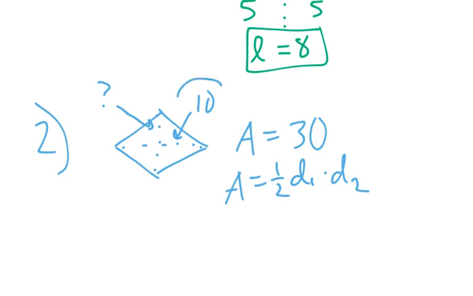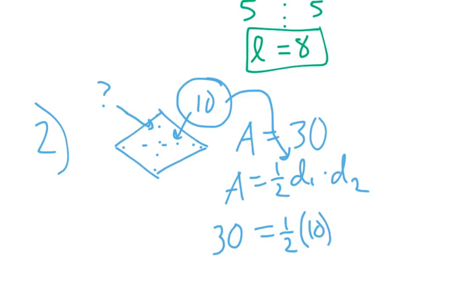What I would do is, we're given one of the diagonals. I'm going to put that in for d1. It doesn't matter if it's d1 or d2, but it's going to make life a little bit easier. So let me substitute my area. 30 is equal to 1/2 times 10 times d2. Now what I've done is I've effectively put the variable at the very end here, so it keeps things a little more organized for me. I can take care of this number crunching first.